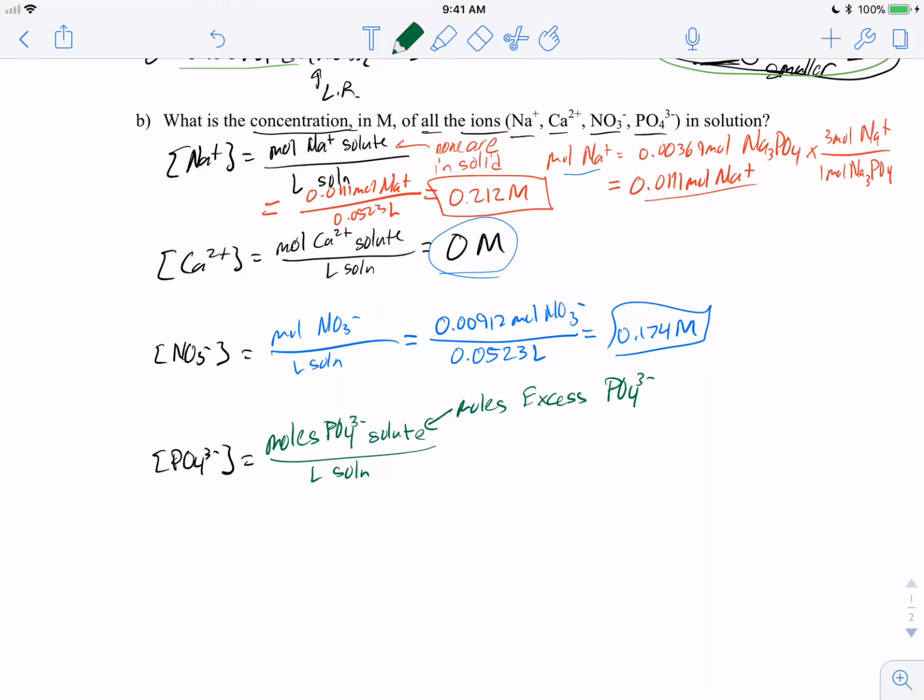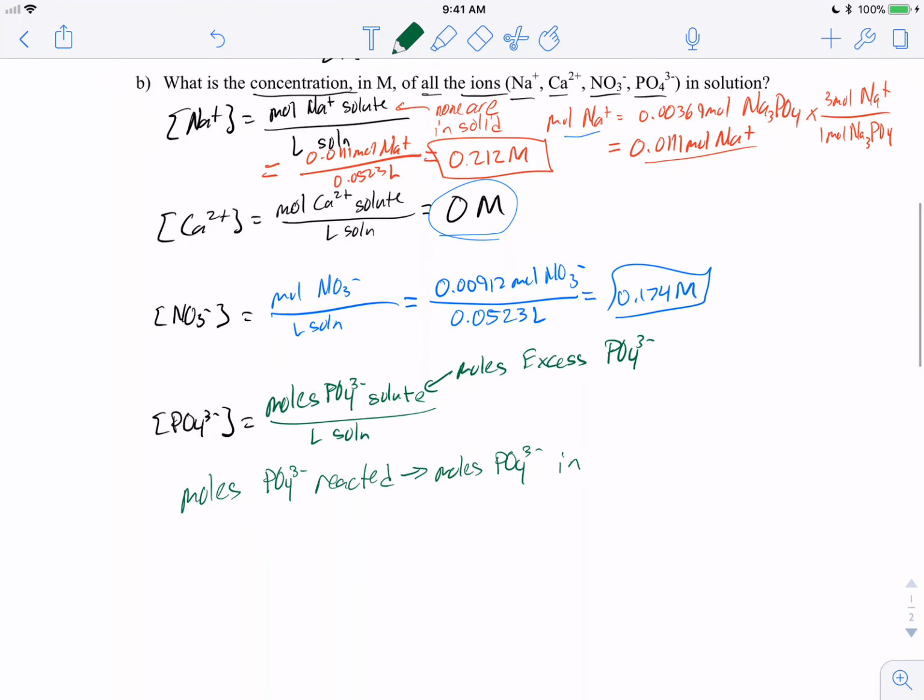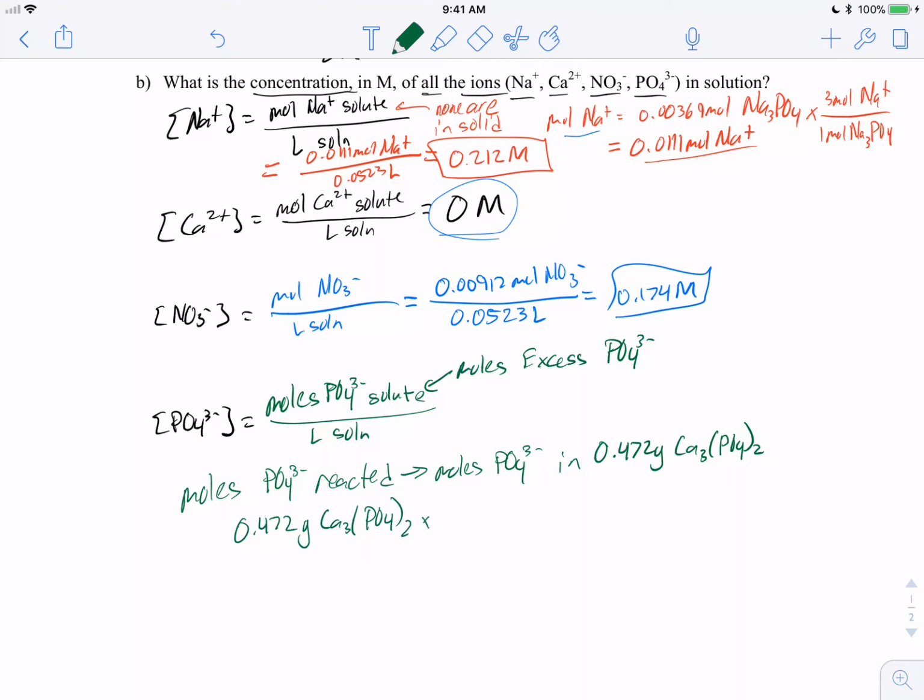One of them is to find out the moles of phosphate reacted, and we can do that by finding out the moles of phosphate in the mass of calcium phosphate that we formed in our 0.472 grams of calcium phosphate, because that tells us how much phosphate was reacted. Okay, so we could do that as simply a mole to mass to mole conversion. So we would have 0.472 grams of calcium phosphate, and we could use our mole ratio.